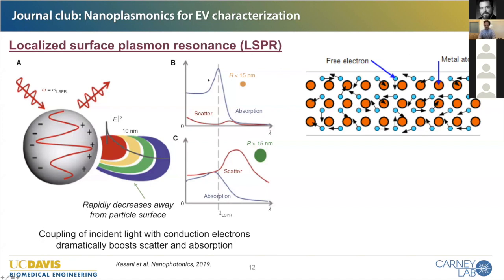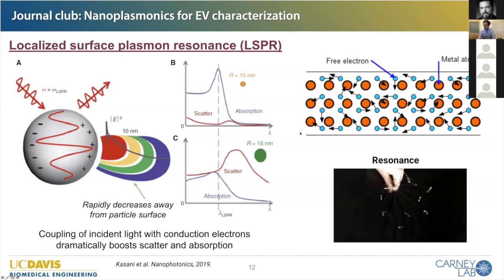I keep calling these resonances. Here's a little animation of a resonance. I think we all kind of know macroscopically what it is. It's when you have some external vibrating system, so that's the hand in this animation, and you can force another system to vibrate with a greater amplitude at a specific frequency. The frequency at which the second body starts vibrating is called the resonant frequency.